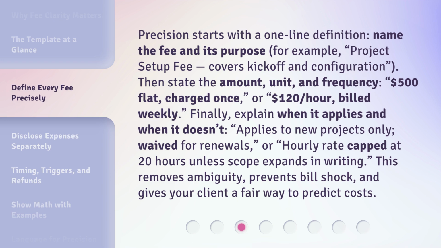Finally, explain when it applies and when it doesn't. Applies to new projects only, waived for renewals, or hourly rate capped at 20 hours unless scope expands in writing. This removes ambiguity, prevents bill shock, and gives your client a fair way to predict costs.